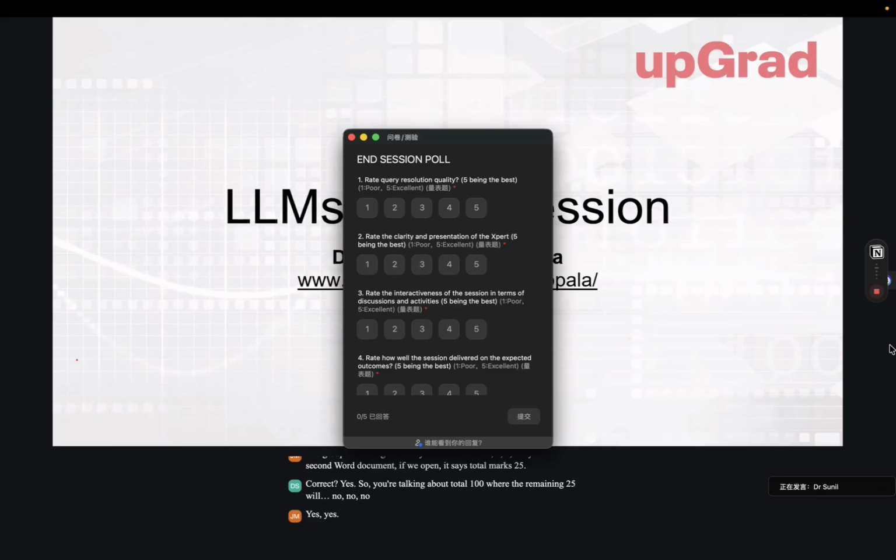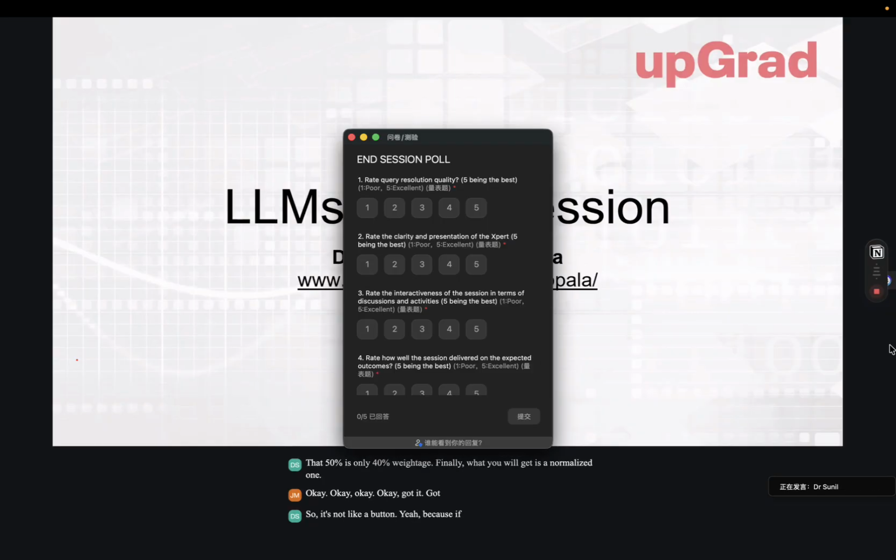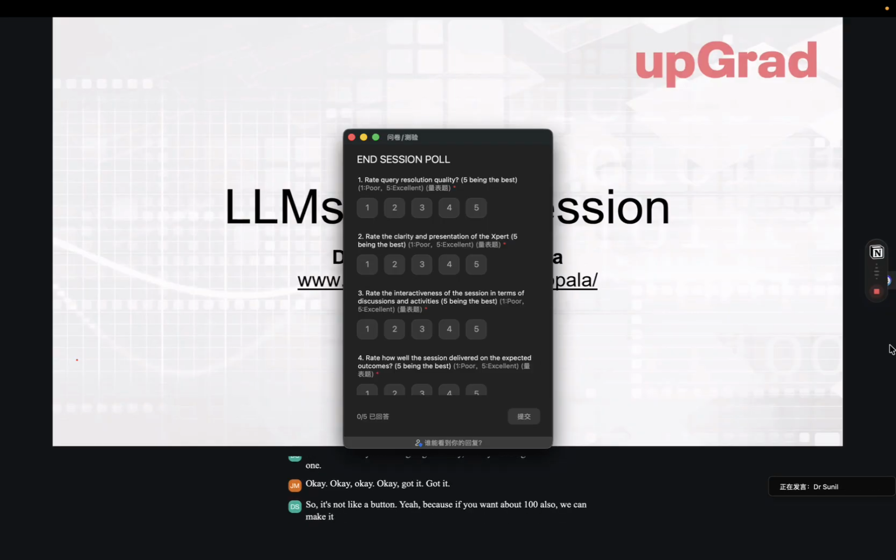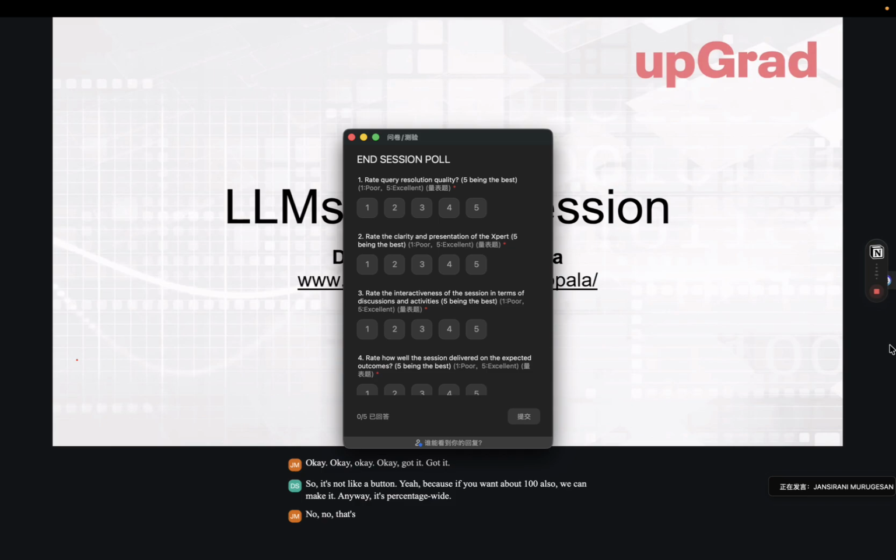No, it is not like that. This 25 carries a 60% weightage. That 50 is only 40% weightage. Finally, what you will get is a normalized one. If you want, we can make it out of 100 also. Anyway, it is percentage-wise. That's cool. I just thought, is there anything we missed out? That's what I asked. No, nothing. Those are the two points.